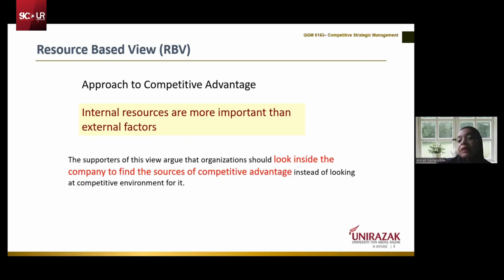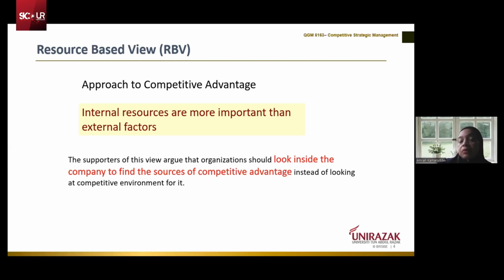So a company that is the main player itself will take the risk. They want to be the first mover itself. Yeah, so that is why this RBV is solely focused on the competitive advantage.